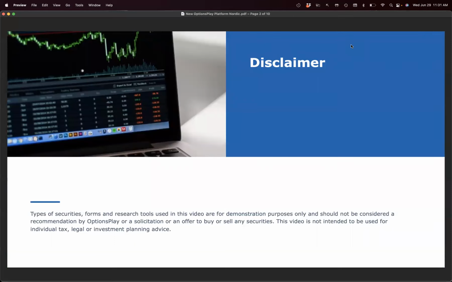But before we do, everything that I'm going to discuss here, including trade examples, is purely for education and demonstration purposes. It is not a solicitation or recommendation to buy or sell any of the specific securities that I'll be using in the examples today.